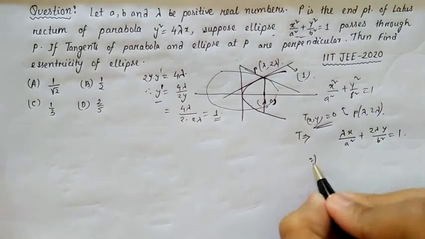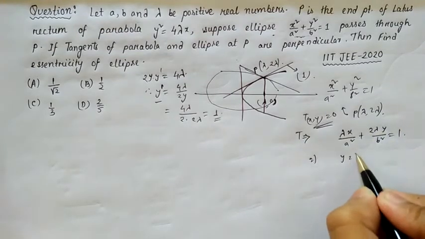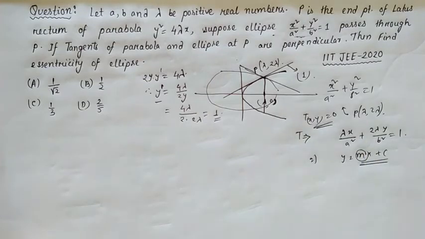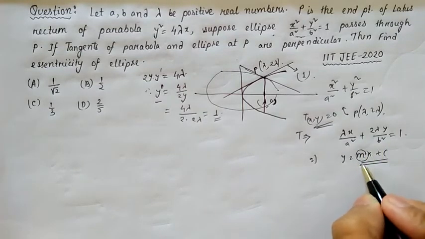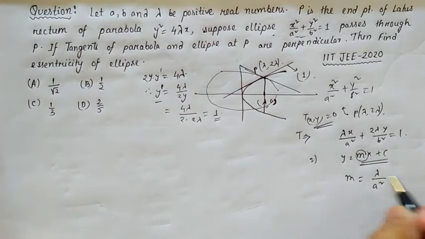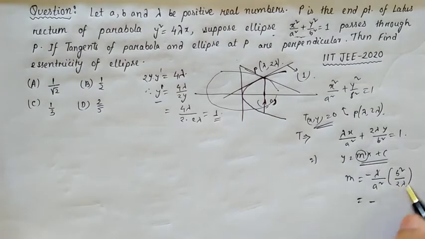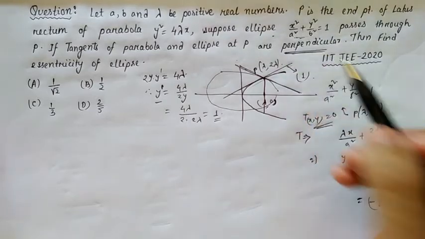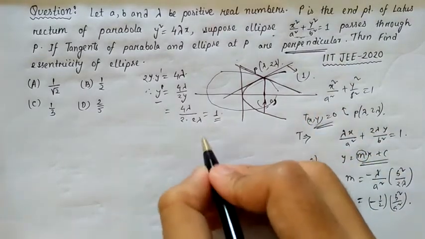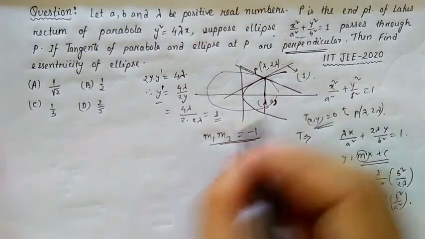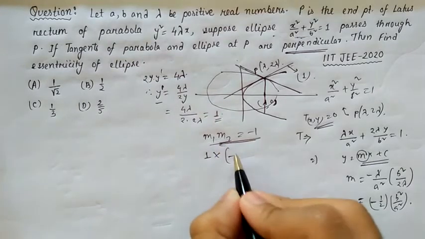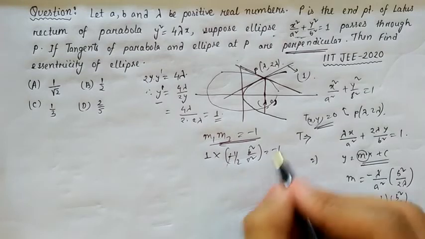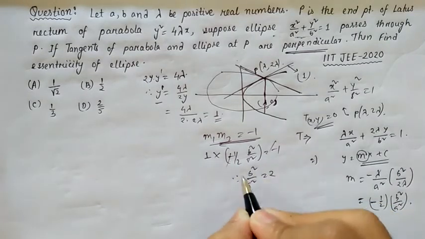To find the slope of this tangent, we write it as y equal to mx plus c and find m. The m value will be minus lambda by a square times b square by 2 lambda. Lambda gets cancelled, so we have minus half of b square by a square. Now these tangents are perpendicular to each other, as mentioned. For this condition, m1 m2 equals minus 1. Let's put m1 equal to 1, and m2 is minus half b square by a square, equal to minus 1. The minus gets cancelled out, and b square by a square will be 2.